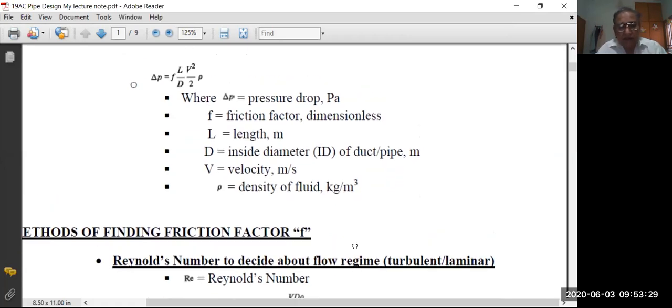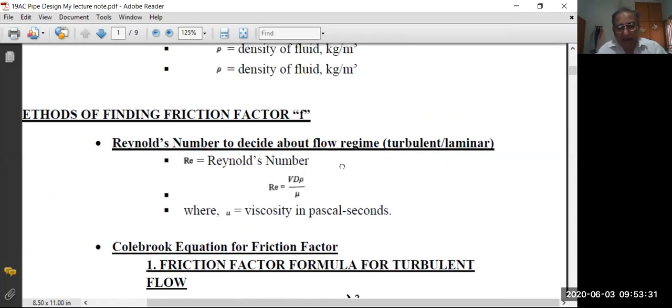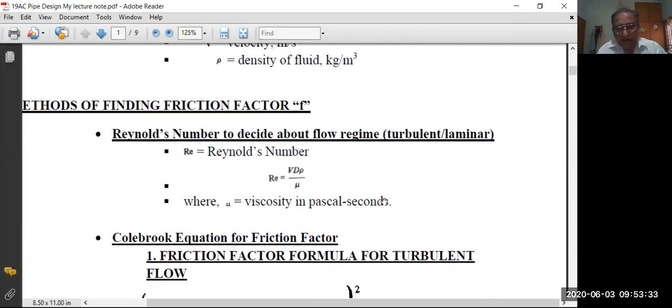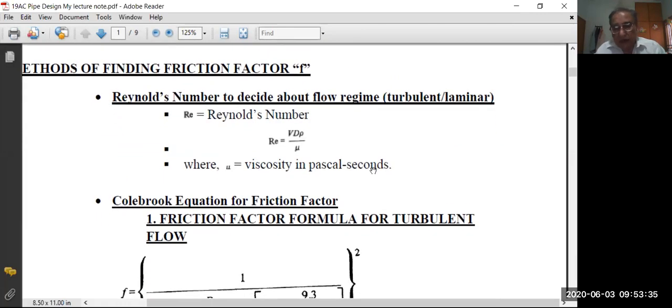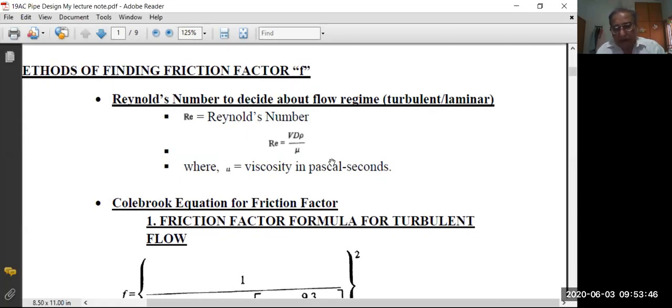So this is the basic formula of fluid mechanics applicable for any fluid. It may be air, gas, liquid, water, oil, fuel oil. Now, I had mentioned Reynolds number, which is the criterion of regime of flow. Regime of flow may be turbulent, may be laminar. So that is why we need to know its formula. Reynolds number is equal to velocity multiplied by diameter multiplied by density divided by viscosity, mu, dynamic viscosity.